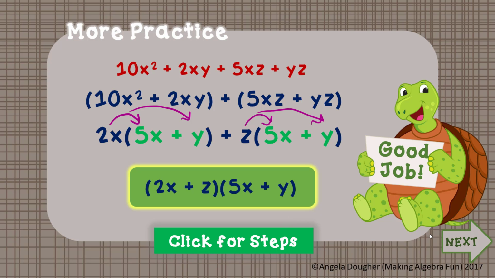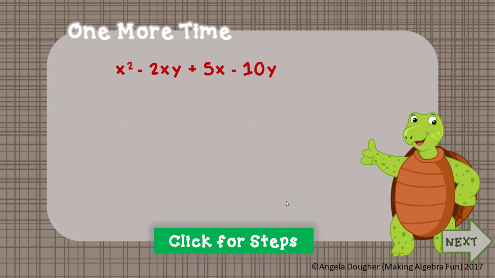All right, let's do one more example here. So again, if we have x squared minus 2xy plus 5x minus 10y, then all we need to do now is go ahead and break it into two groups. So first off, we'll start with our x squared minus 2xy as our first group, and then let's add it to our second group of 5x minus 10y.